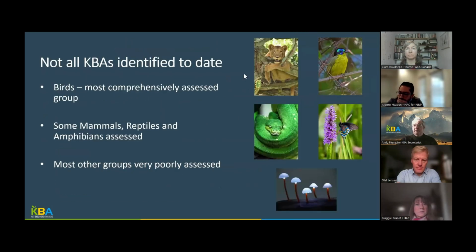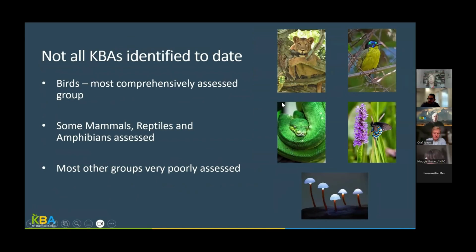Most countries have KBAs already in them. The Important Bird Areas Program, the Critical Ecosystem Partnership Program, the Alliance for Zero Extinction Program have all identified sites which are in the World Database of KBAs. But for many of those countries, it is just the important bird areas, and so only birds have been assessed. So there's a need to update the KBA networks in all countries.